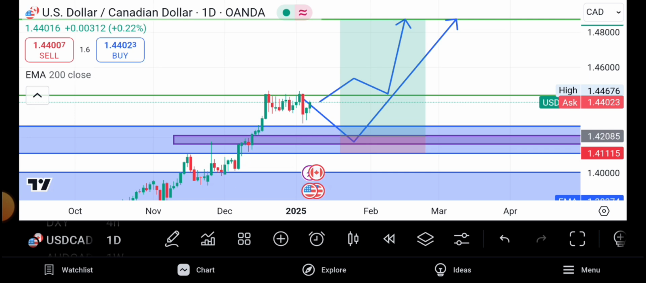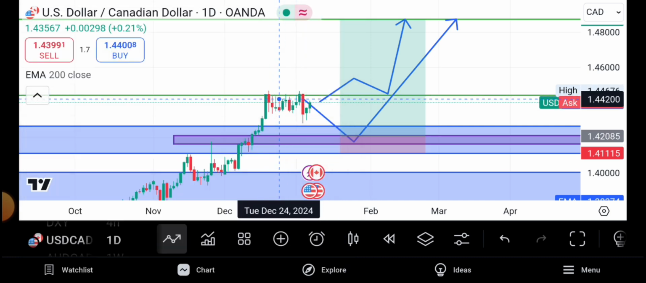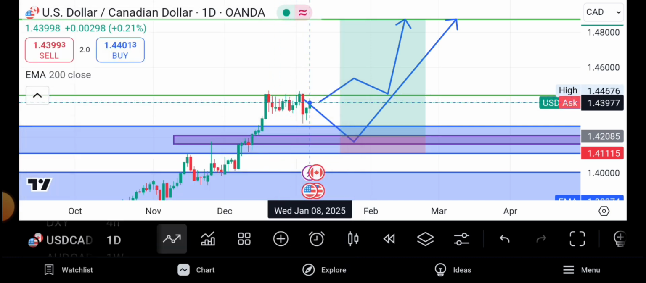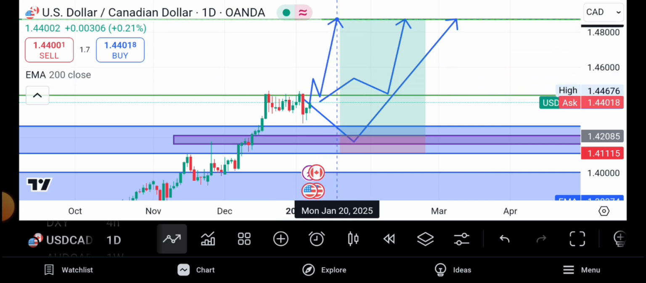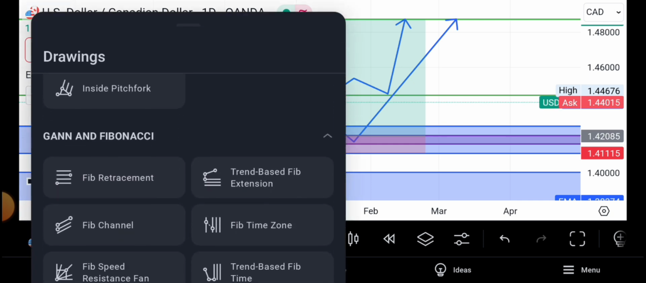That is if the price action comes up to that point, and we shall buy from that point. Or if the price action breaks this point like this, breaks and retests, now we shall enter that zone up to there. So that is plan B.